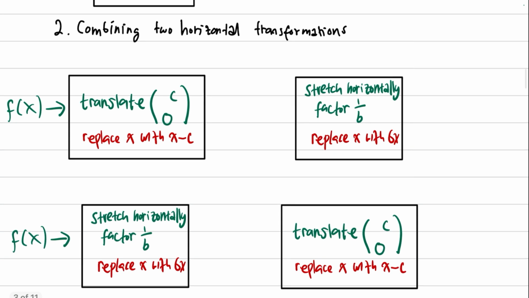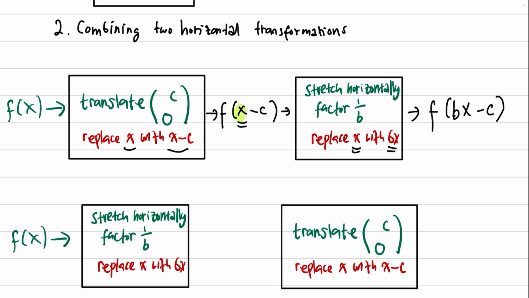This one, I have two horizontal transformations. Let's say I translate that by c units. That means my function will become, I replace x with x minus c. So that becomes f(x minus c). And my new function, I stretch horizontally by factor 1 over b. That means I replace my x from the new function with bx, because the scale factor is 1 over b. So that means I replace my x by bx. So it becomes f(bx minus c).